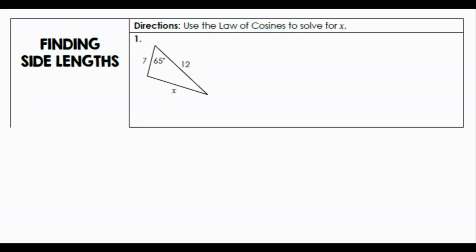Now looking at our sample problems, first we'll find missing side lengths of triangles using the law of cosines. So here in number 1 we have side lengths 7, 12, and x, and the angle that is opposite side x is 65 degrees. So if I'm looking for x, I'm going to say x squared is equal to 7 squared plus 12 squared minus 2 times 7 times 12 times cosine of the angle opposite the side that I'm looking for, which would be 65.